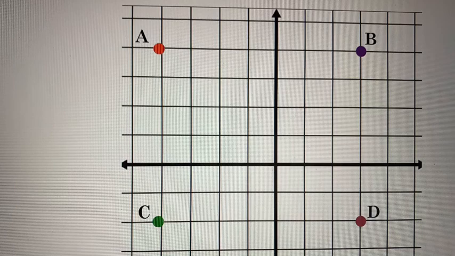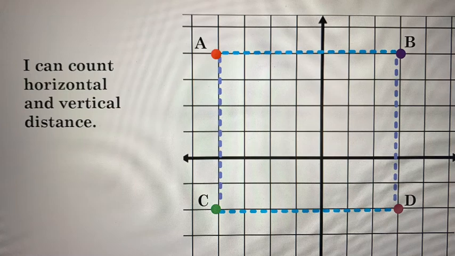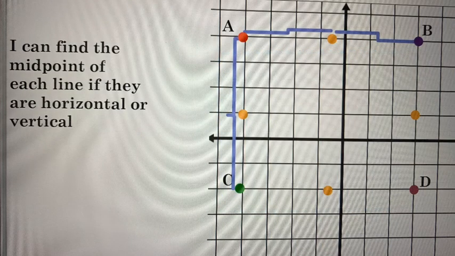So if I have these 4 points on a coordinate grid, A, B, C, and D, I can count horizontal and vertical distance. The horizontal distance is 7 points. The vertical distance is 6 points. I can even tell you the midpoint between the points. Between A and C, I can count and I go 3 to C and 3 to A, and I can tell you the exact midpoint. I can even do it for horizontal.